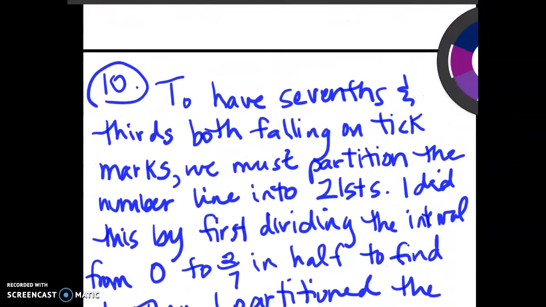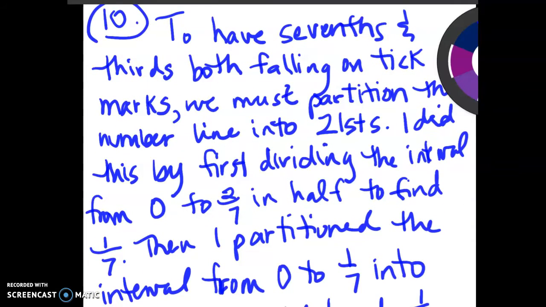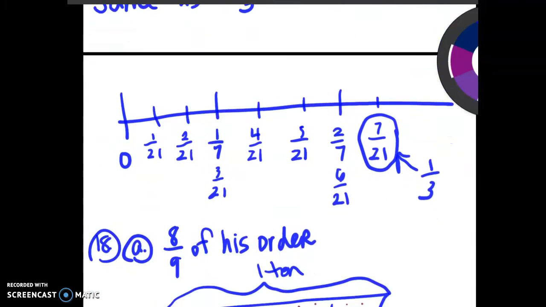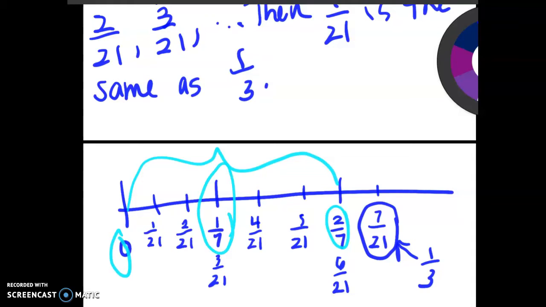Sorry, I wrote so largely here. So we have 7ths and 3rds that are both falling on tick marks. So what we're going to do is we're going to partition the number line into 21sts. Before I read my reasoning here, I'm going to go actually down to my number line. So do you see that this is what we're given, this 2/7 and this 0. And we're asked to not plot a 1. So the first thing I'm going to do is I'm going to partition the distance between 0 and 2/7. I'm going to partition that in half so that I can find my 1/7.